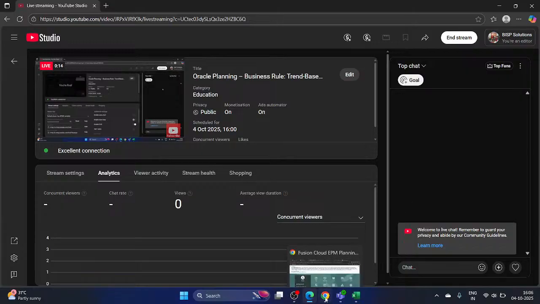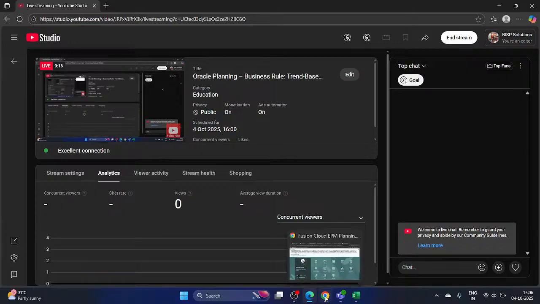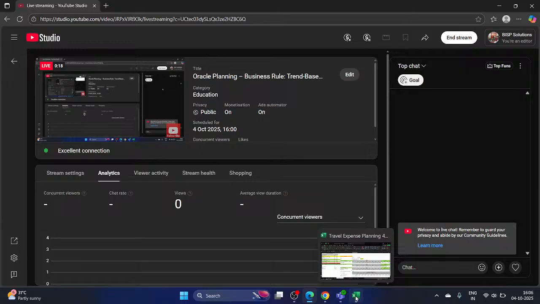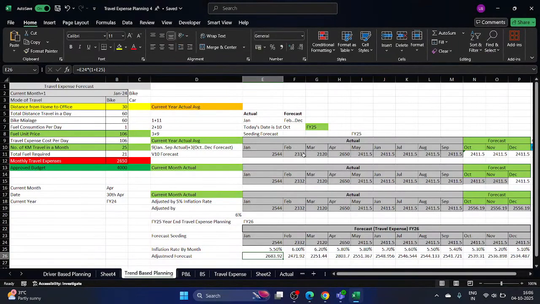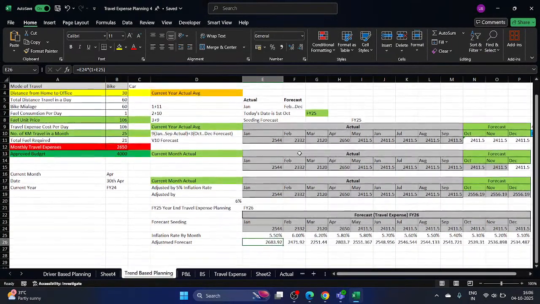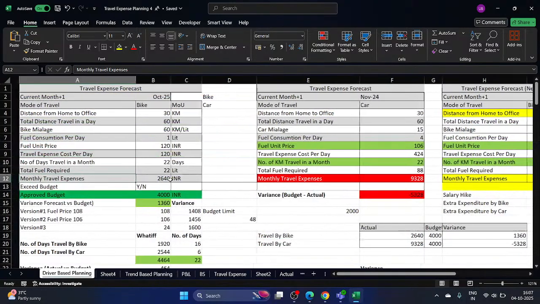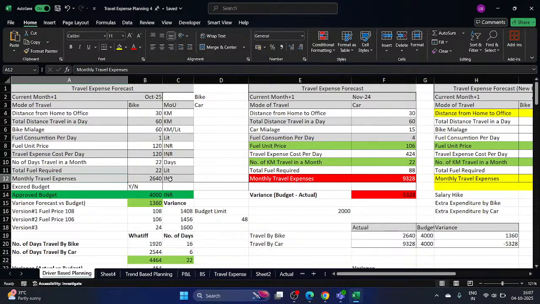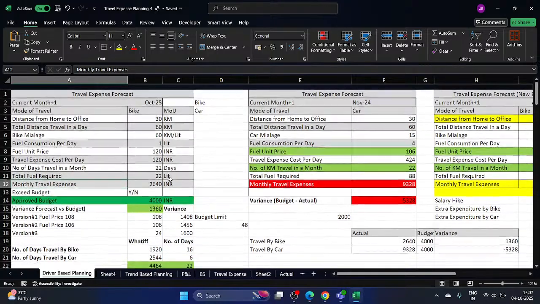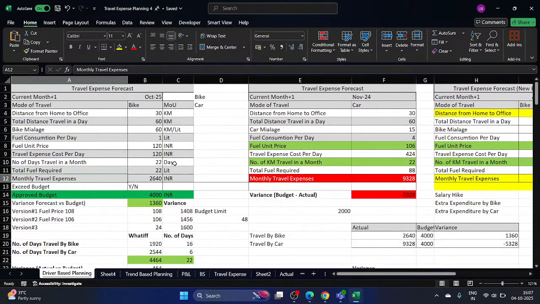So today we will talk about the business rule. Here in the business rule, the things which we have discussed earlier, we will just revise. Here the travel expense forecast, which we have done yesterday.